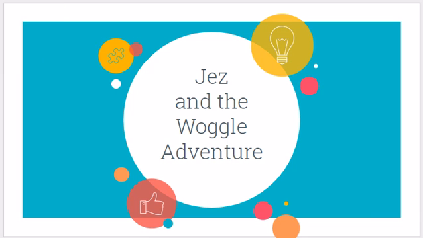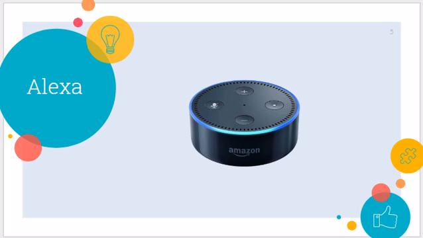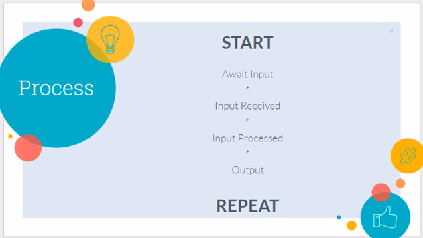So this is about a project of mine called Woggle, Jez and the Woggle Adventure. Now Woggle is similar to Alexa. We're all familiar with Amazon's Dot, Amazon's Alexa. It's a chatbot basically. So we talk to it, it processes what we've given it, and it presents us with a suitable, appropriate output.